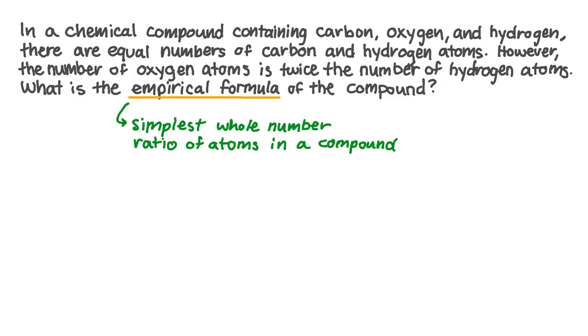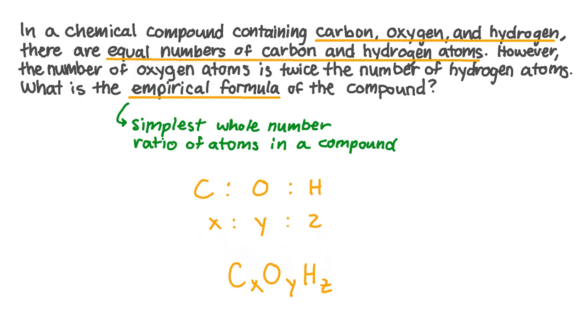The empirical formula of a compound tells us the simplest whole number ratio of atoms that are in the compound. Our compound contains carbon, oxygen, and hydrogen, so we need to figure out the ratio of carbon to oxygen to hydrogen so we can determine the empirical formula of this compound. We're told that there are an equal number of carbon and hydrogen atoms, which means that the ratio of carbon to hydrogen in our compound is 1:1.